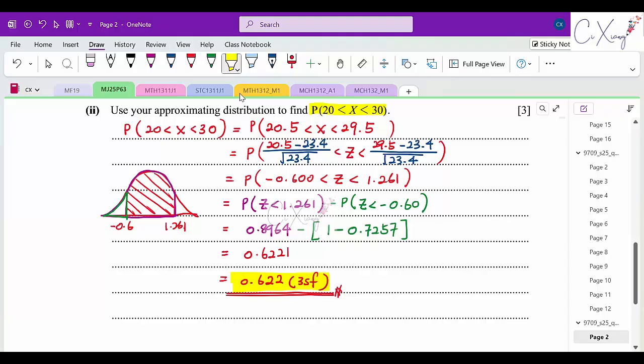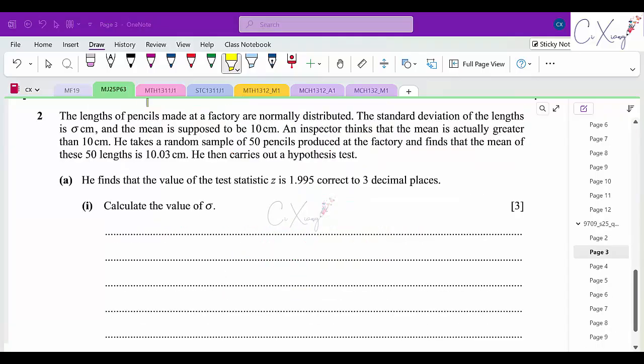Alright, so this is how we solve the question. Question number 2. The lengths of pencils made at the factory are normally distributed. Highlight the keyword normally distributed. The standard deviation of the length is sigma, and the mean is said to be 10. The inspector thinks that the mean is actually greater than 10. Highlight the keyword greater than 10. Very likely this will be the keyword for you to set up the alternative hypothesis.